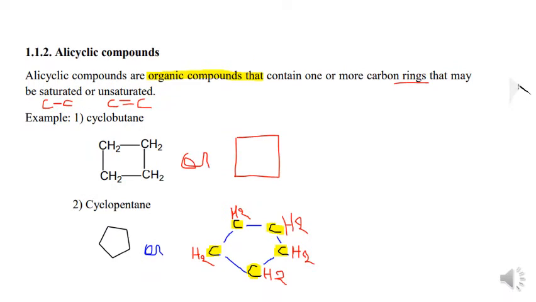Cyclic compounds are compounds that contain a carbon ring. This is the ring; we say this is cyclobutane. This is cyclopentane, which means 1, 2, 3, 4, 5: we have 5 carbons like this. These compounds contain one or more carbon rings that may be saturated or unsaturated. This is an alkane, this is an alkane, 1, 2, 3, 4, 5, so this is cyclopentane.